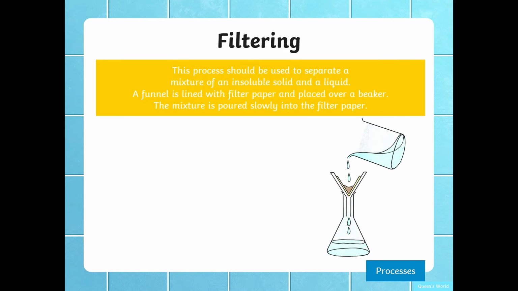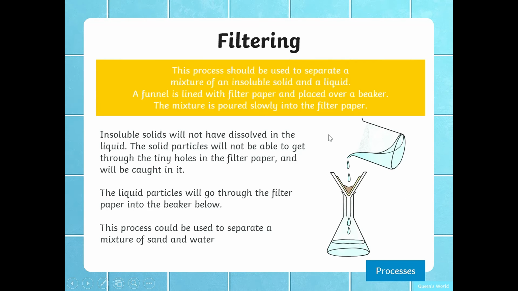Filtering. Now this process should be used to separate a mixture of an insoluble solid and a liquid. A funnel is lined with filter paper and placed over a beaker. The mixture is poured slowly into the filter paper, as you can see here in this picture. Insoluble solids will not have dissolved in the liquid. The solid particles will not be able to get through the tiny holes in the filter paper.